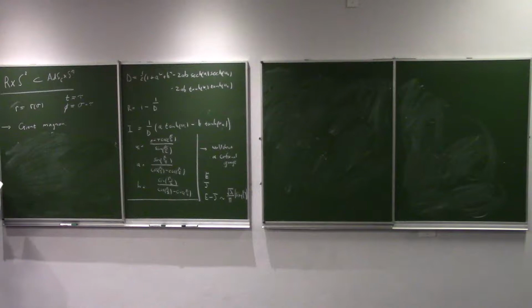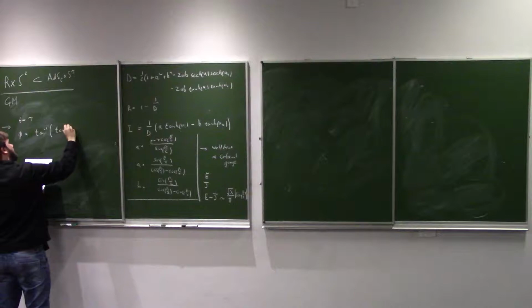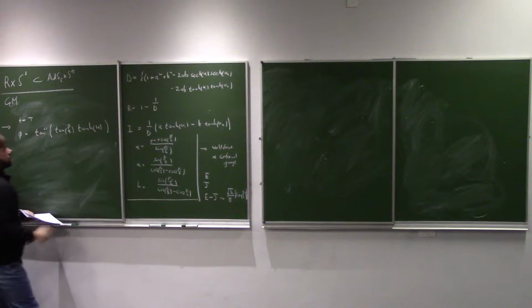This was a specific choice of geometry. And now I'm going to show you what the giant magnon looks like in conformal geometry. So just to be right with that, very similar. t is equal to tau. And phi is given by arctan of tan(p/2) times tanh of u. Right. So you can show that this gives me a metric of a single magnon.